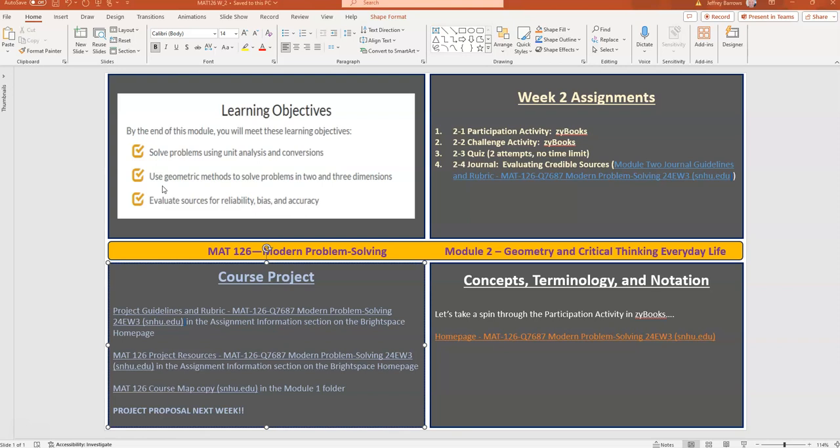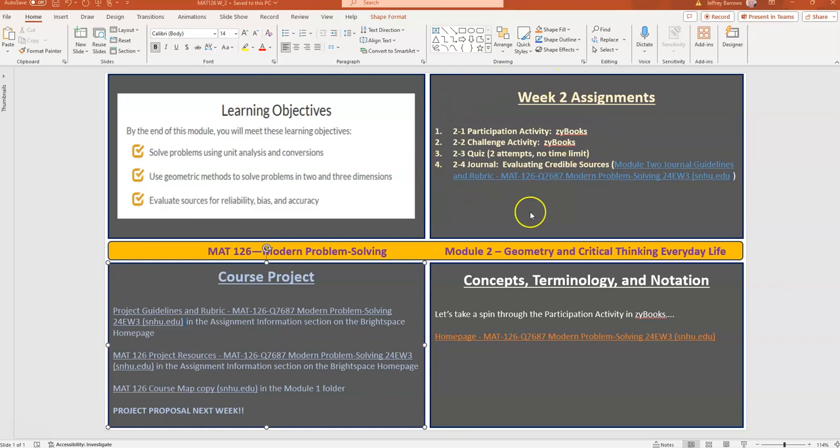in order to do any sort of computation with it. And then thinking ahead towards your course project, we're going to talk a little bit here about sources for reliability, bias, and accuracy, and those terms will be discussed throughout the reading.